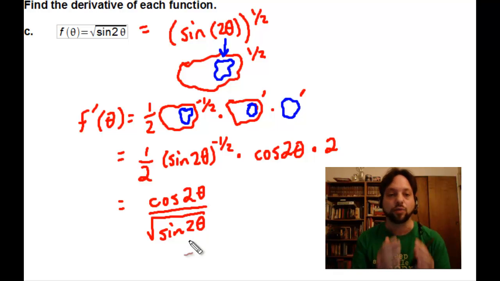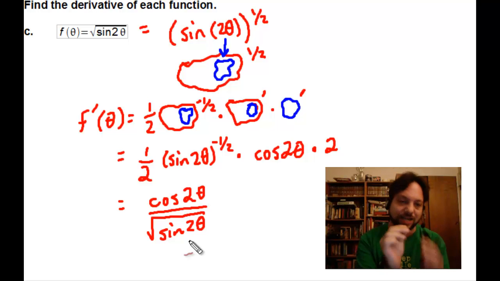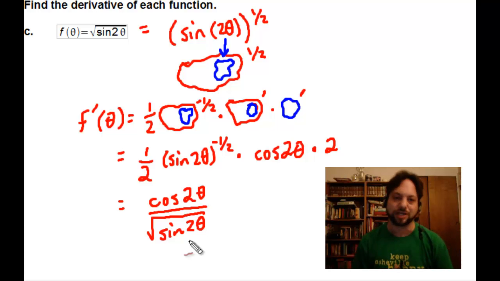But just be careful when you're using the chain rule. It doesn't just have to be one inside function. There could be many functions inside of each one, kind of an inception kind of deal. So always be on the lookout for that.